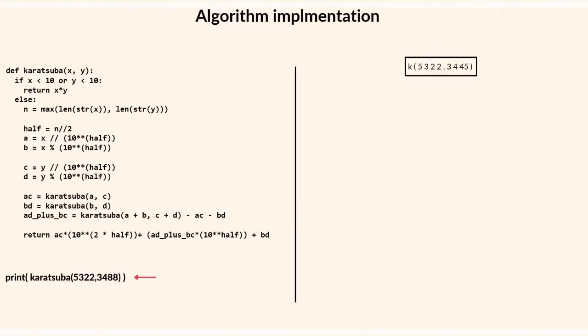Here's the algorithm implementation. First, here's the base case. The base case checks whether or not x or y has only one digit. If so, we are going to return the multiplication of them. Otherwise, we are going to divide the 2 numbers into 4 sections A, B, C, and D, and then we are going to calculate AC, BD, and AD plus BC.